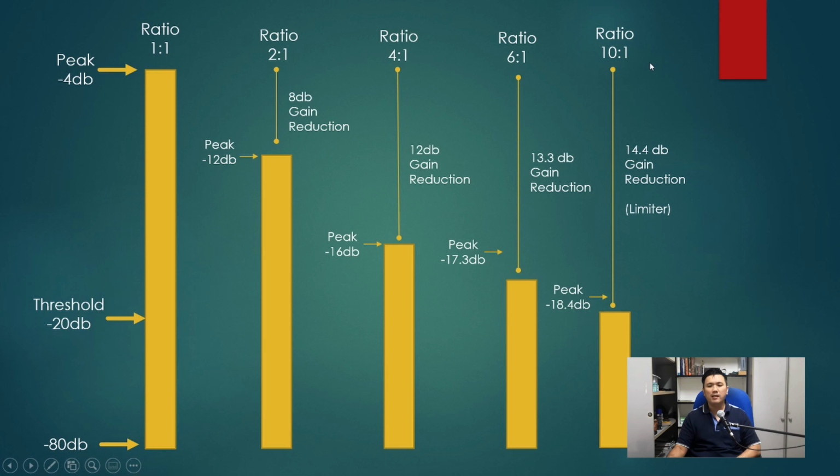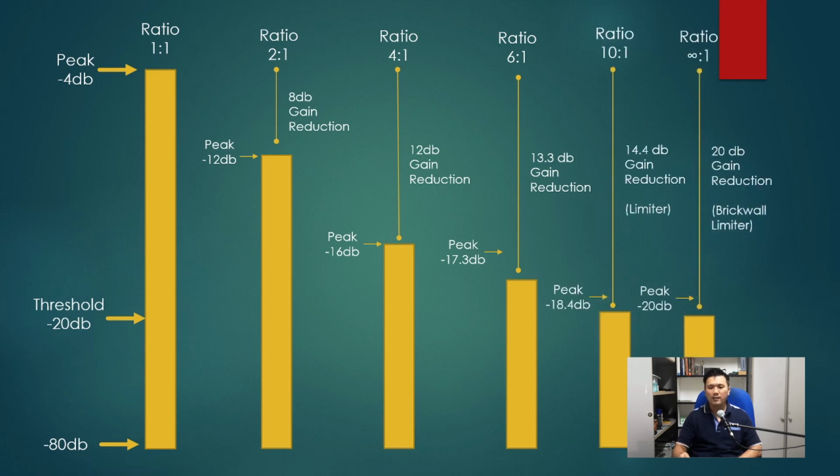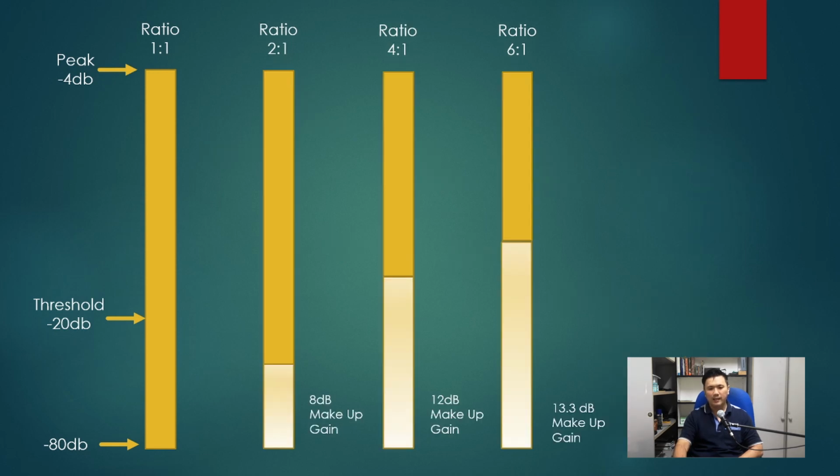limiter function. Any ratio above 10, the compressor is no longer called a compressor, it's called a limiter, because it really limits the output above the threshold. So right now with 10 to 1, the peak is only minus 18.4, almost 14.4 dB reduction. So only about 2 dB passes through. And if I set it to infinity, this is what we call a brick wall limiter. It means nothing passes through, everything just hits the limiter all the time. So this is the understanding.